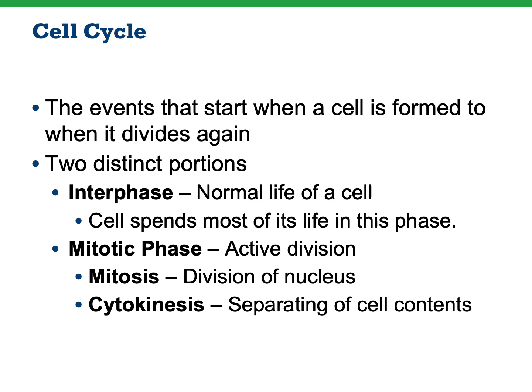The events that start when a cell is formed to when it divides again is called the cell cycle. The cell cycle can be divided into two distinct portions. The first portion is called interphase. Interphase refers to the normal life of a cell, and the cell spends most of its life in this phase, about 90% of its life. The second is the mitotic phase, which refers to the phase of a cell when active division is occurring.